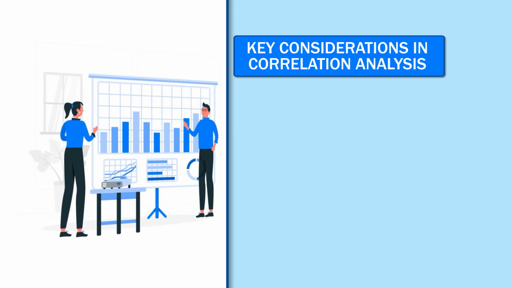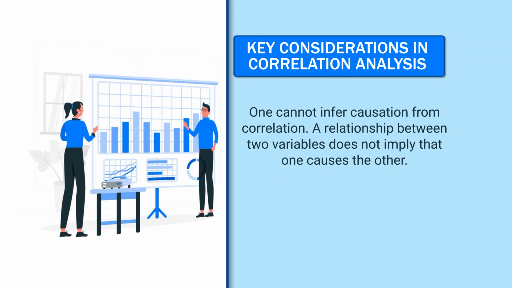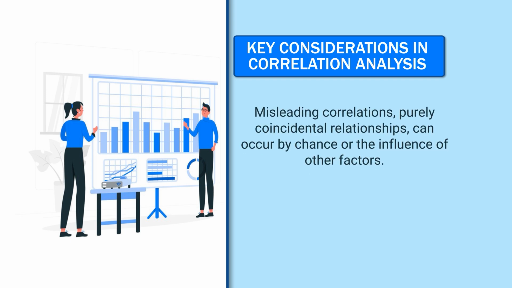Now, let us see the key considerations in correlation analysis. So, one cannot infer causation from correlation. A relationship between two variables does not imply that one causes the other. Second, misleading correlations: purely coincidental relationships can occur by chance or through the influence of other factors.